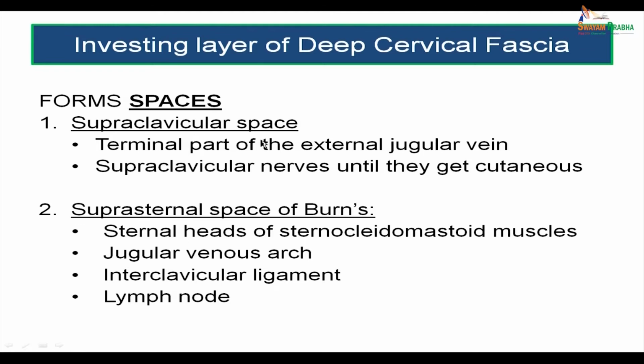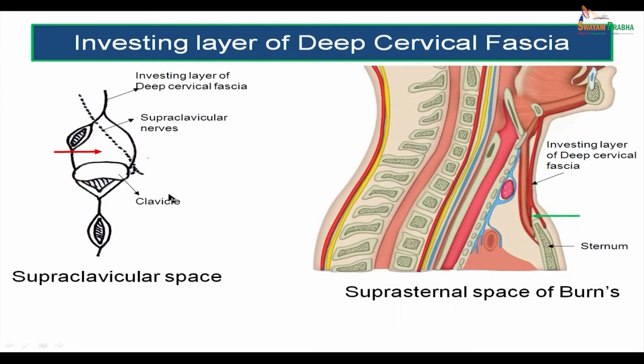The supraclavicular space contains the terminal part of the external jugular vein and the supraclavicular nerves until they become cutaneous. The suprasternal space of Burns contains the sternal heads of the sternocleidomastoid muscle, the jugular venous arch, the interclavicular ligament and a lymph node. Looking at the diagram, we will understand these two spaces.